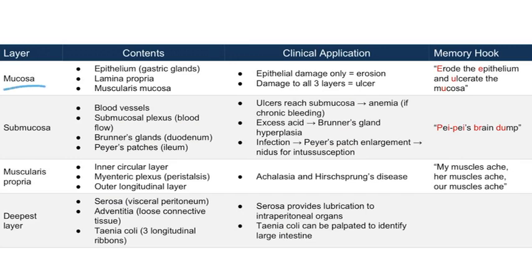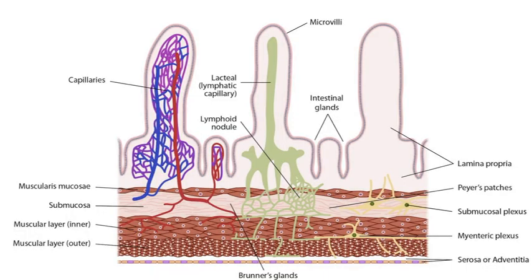The deepest layer of the mucosa, the epithelium, contains the gastric glands. Looking at this image, you can see the gastric glands labeled here. That's referring to these portions. And of course, there are glands throughout the epithelium. But these are the gastric pits, which house a lot of the glandular cells of the epithelium.